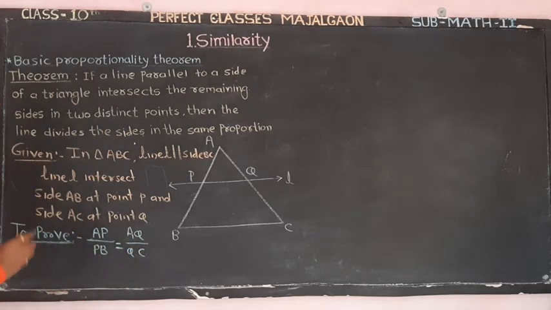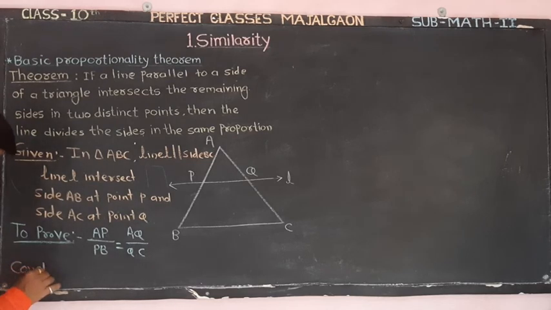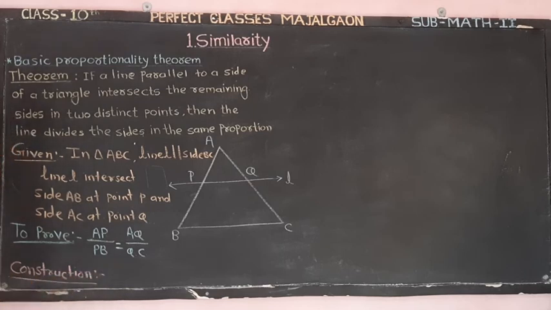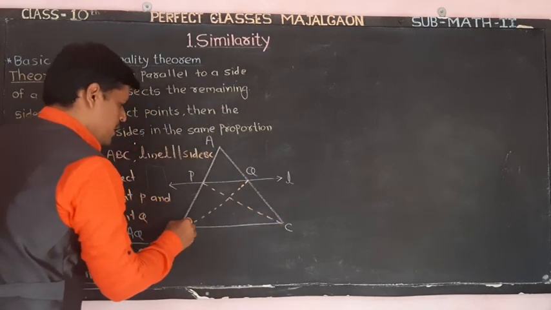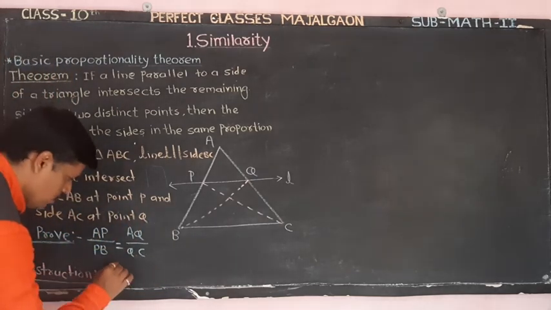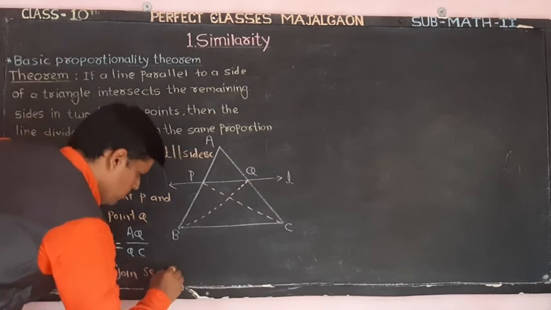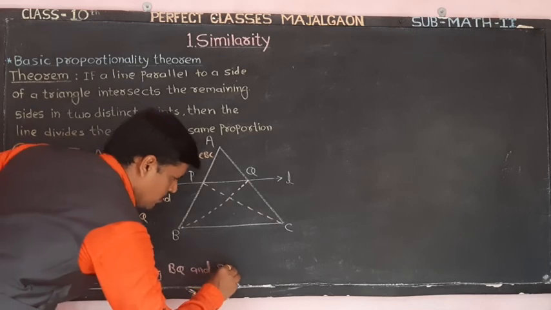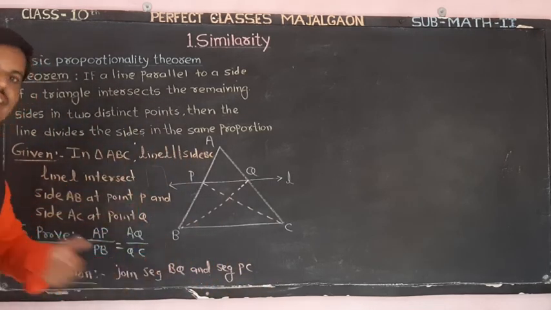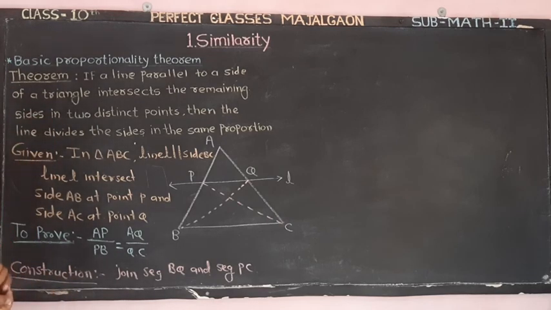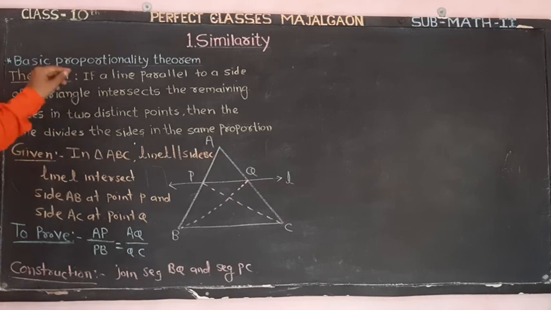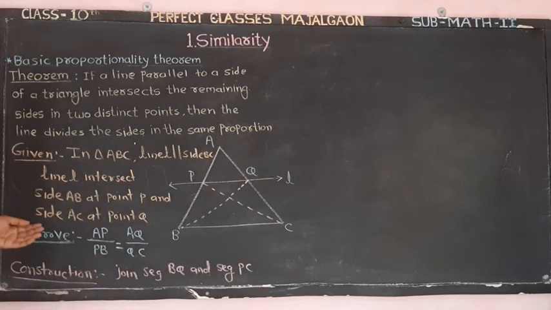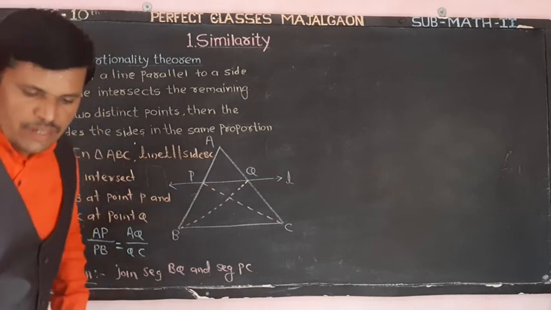Now I will write construction. Here we make some construction. We join segment PC as well as segment BQ. Here we draw or join these two segments. Now we have completed the first half of the theorem: the given part, the sentence starting from "if", and the to prove part, the sentence starting from "then", the line divides the sides in the same proportion. How to prove this? Let us see.